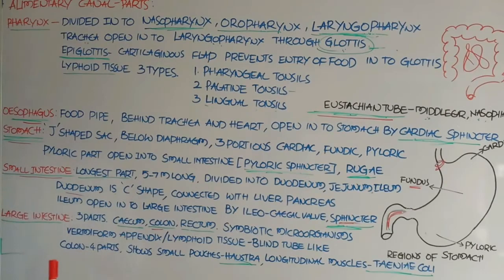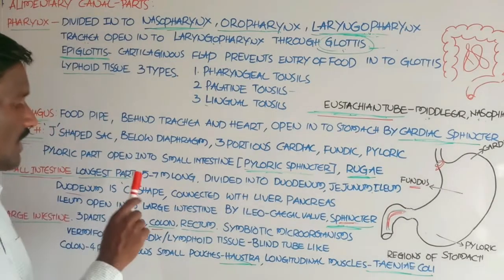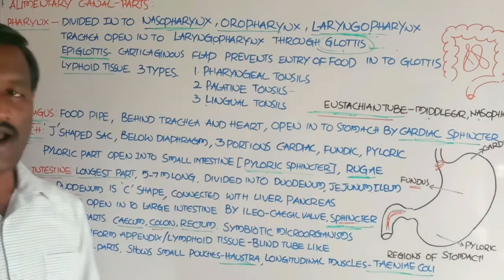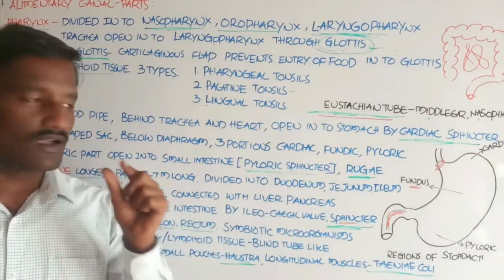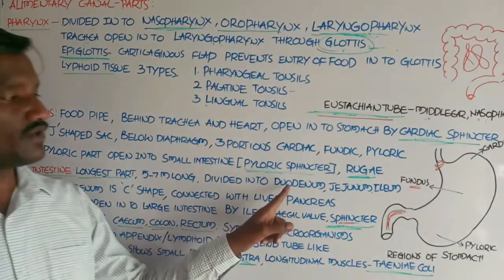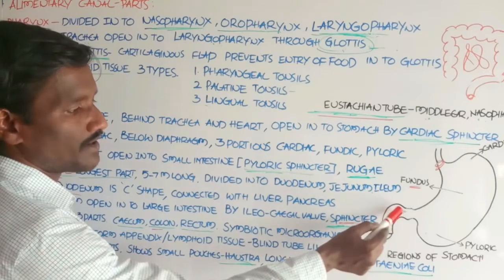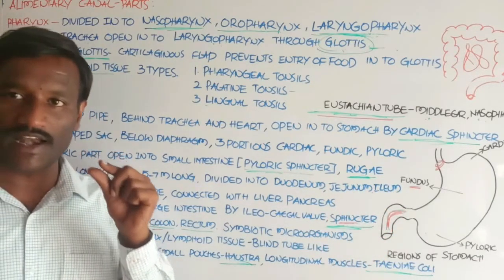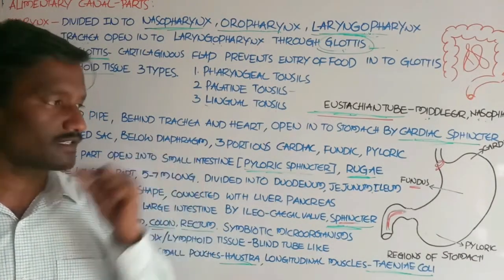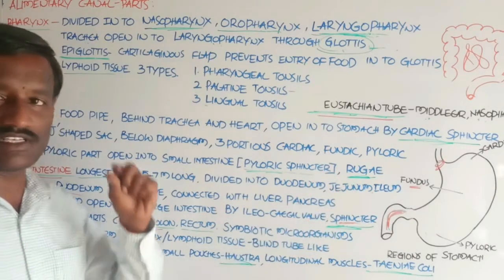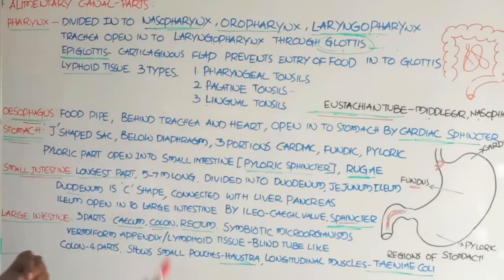And the small intestine. The small intestine is the longest part of the alimentary canal, 5 to 7 meters long, and divided into three parts: duodenum, jejunum, and ileum. Okay, what about the duodenum? The duodenum is a C-shaped structure. It is the first part. The duodenum connects with the liver and the pancreas by the help of the hepatopancreatic duct. The jejunum is a long coiled structure. The ileum is a highly coiled structure. Okay, students.